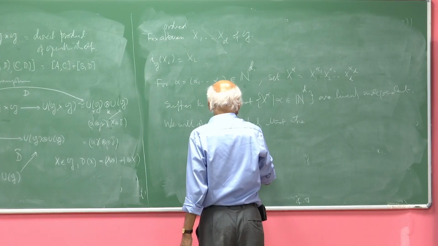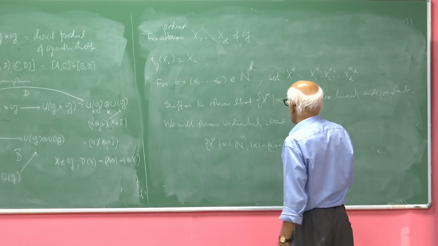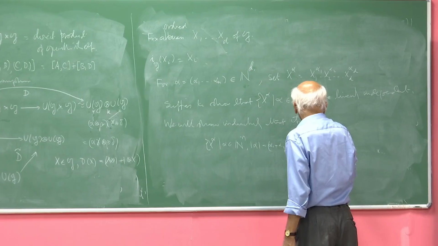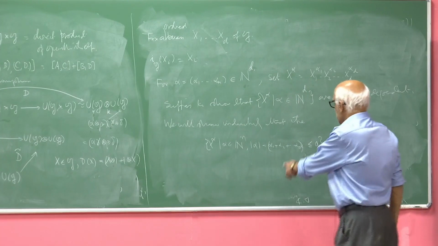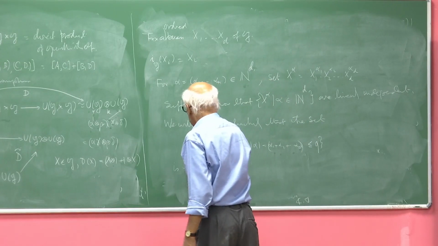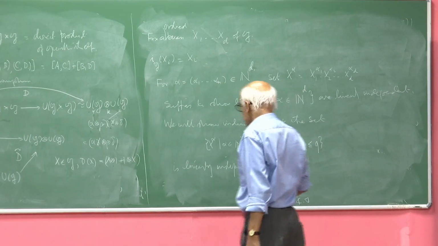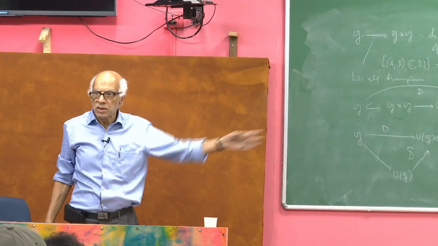with mod alpha, which by definition is alpha 1 plus alpha 2 etc. plus alpha d, less than or equal to some number q. This set, when I add up the things, which is less than or equal to q, is linearly independent. For each q, I want to say that that set is linearly independent. So as I let q grow larger and larger, I get the complete set of elements x^alpha.